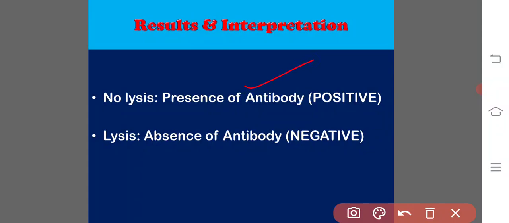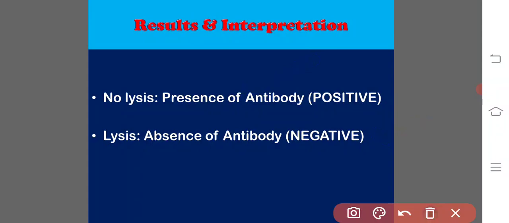Whereas if hemolysis takes place, that is, the lysis denotes the absence of antibody, that is negative. Lysis of the RBC found in the final incubation indicates the absence of antibodies. Lack of antibody makes complement remain free. This free complement results in the lysis of the sheep RBC. So that is the results and interpretation.